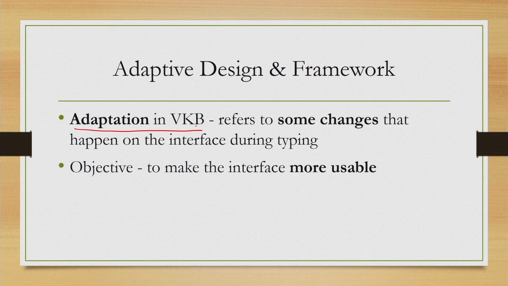Now, when we talk of adaptive virtual keyboards or adaptation in virtual keyboards, it refers to some changes that happen on the interface during typing. So, we start with a design, and during typing, during use of that design, something changes. That may be a change in interface, that may be a change in interaction, as we have defined adaptive interactive systems earlier. So, what is the objective? The overall objective is to make this interface more usable. By making those changes, we assume that the interface becomes more usable.